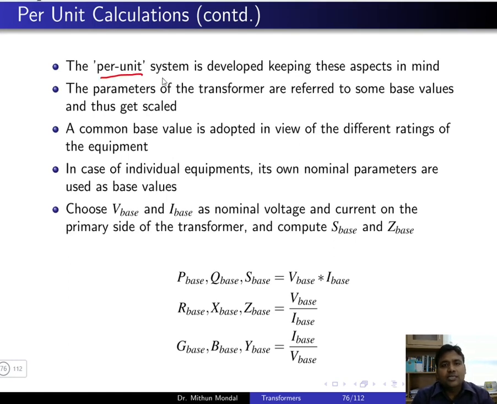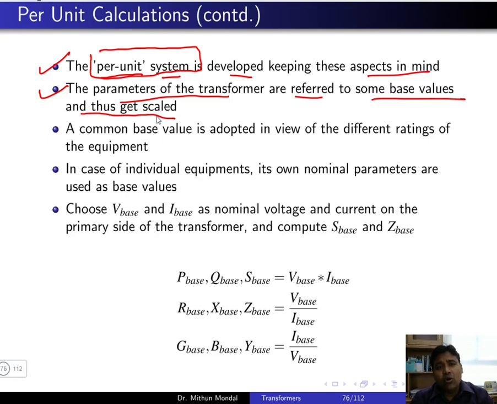So the per unit system is developed keeping this aspect in mind. So in order to bring all the parameters in a normalized state where they are free from their units and they are just numbers, free from the scaling of different countries, we have tried to obtain a system which is known as the per unit system. The parameters of the transformer are referred to some base values and thus get scaled. So in order to get the per unit system, the most important term is the base value.